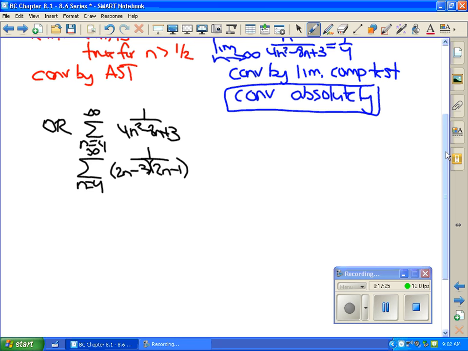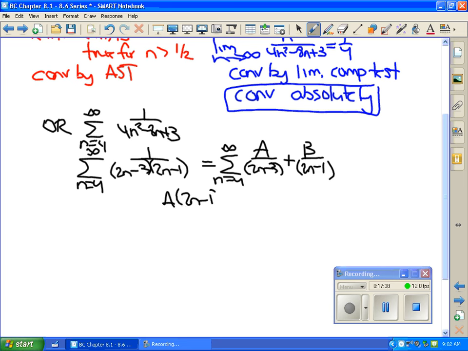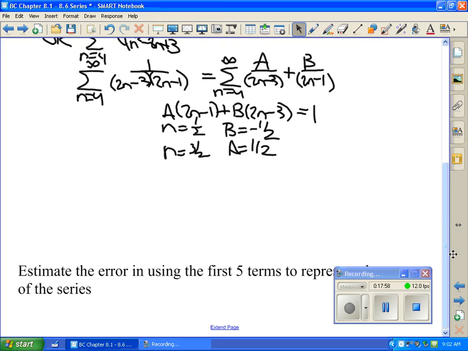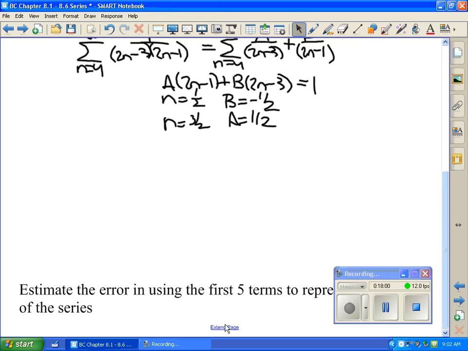If I do partial fractions here, from n equals 4 to infinity, let's say A over 2n minus 3 plus B over 2n minus 1. I need A times 2n minus 1 plus B times 2n minus 3 to equal 1. Substitute in n equals 1/2, and you get B equals negative 1/2. Substitute in n equals 3/2, and you get A equals 1/2. We'll get to that in just a second.